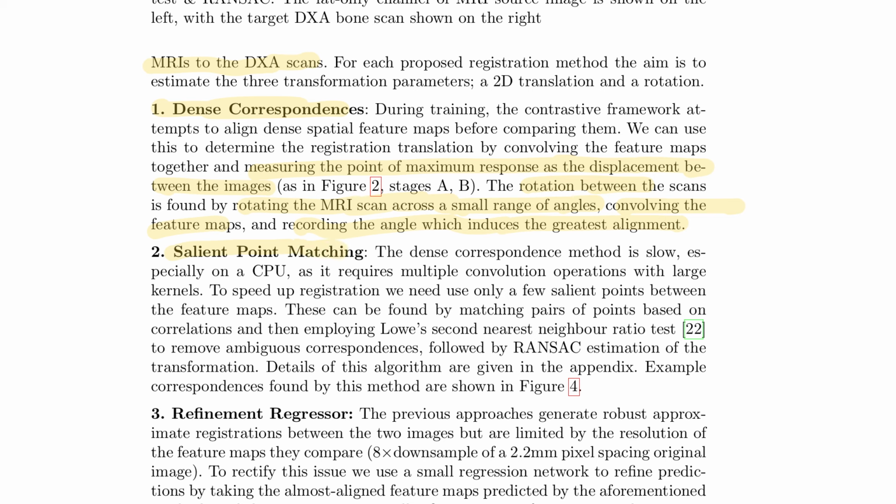The other method is the salient point matching, which is a lot less computationally expensive, especially when done on a CPU, and they only use a few salient points between the feature maps, and they use Lowe's second nearest neighbor ratio test and RANSAC estimation in order to obtain the registration.